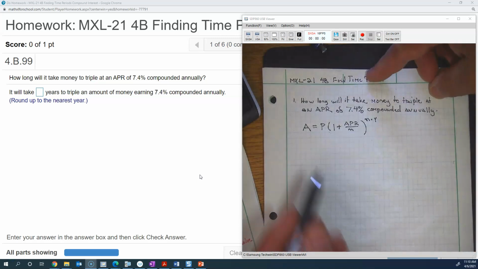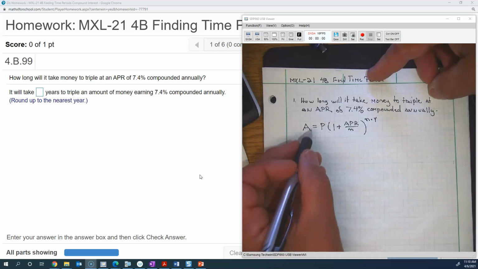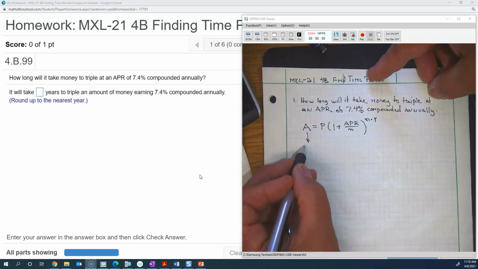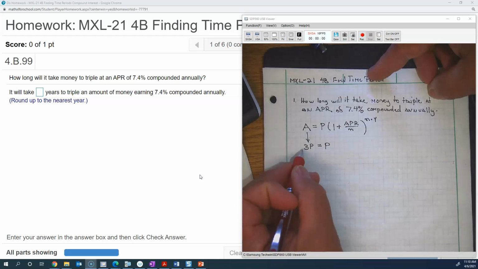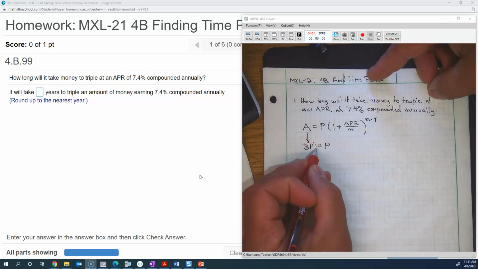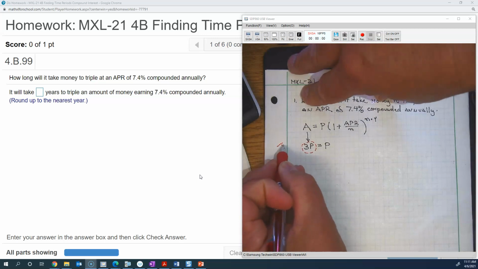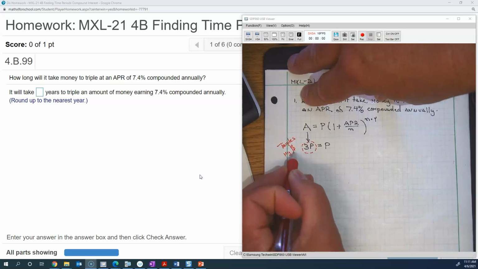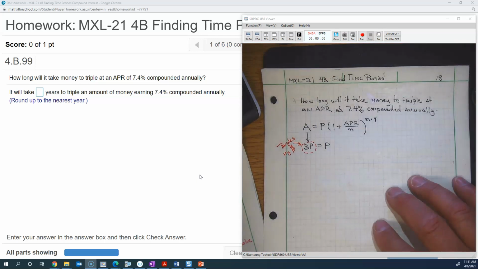All right, now what we do, this is A, how much money we're looking to get. So what I'm going to do, if I want to triple P, I'm going to take out the letter A, and I'm going to write in its place 3 times P. Okay. So that right there triples my money. If it was doubles, I'd put 2P.